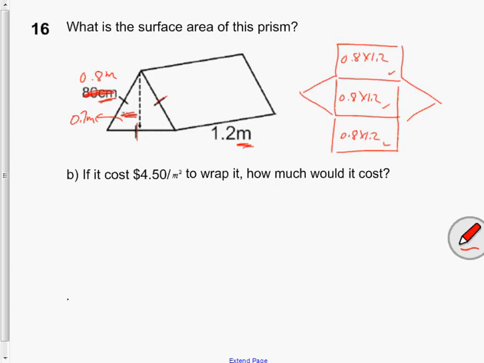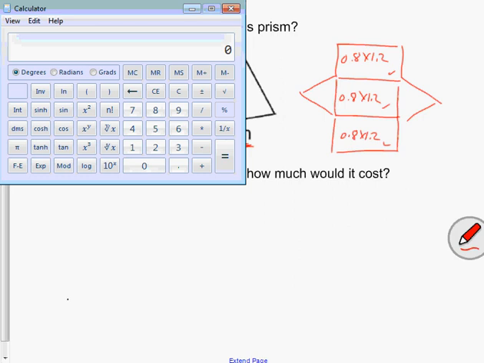And I would take my calculator and multiply that to find the area of each. 0.8 multiplied by 1.2 is 0.96. I'll use a black marker for that. So each one of these is 0.96 square meters.